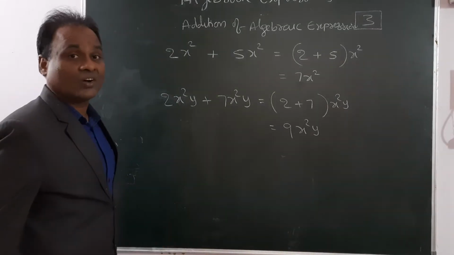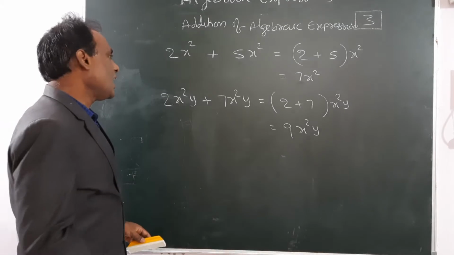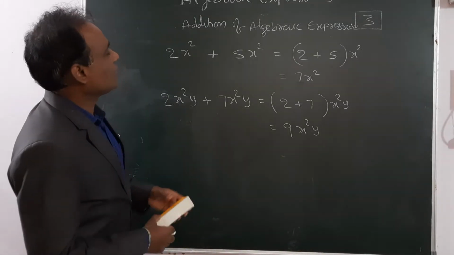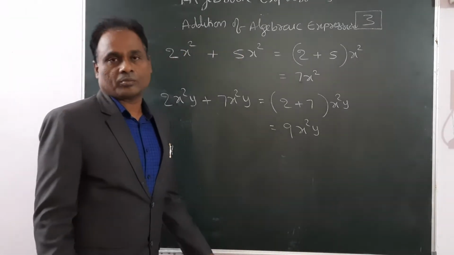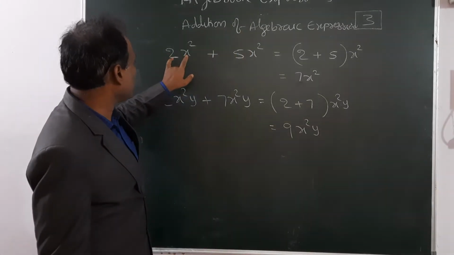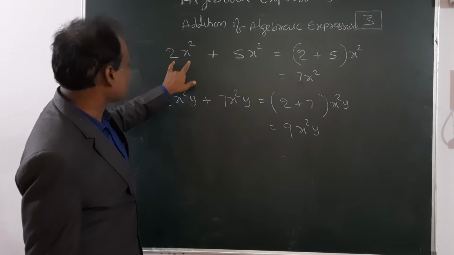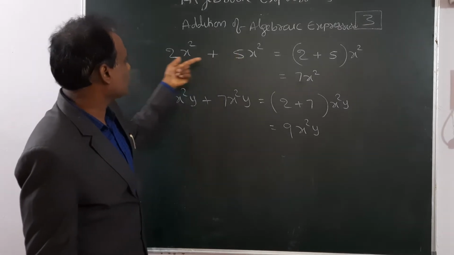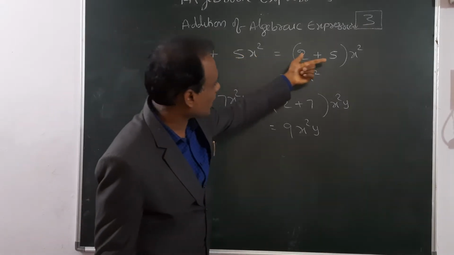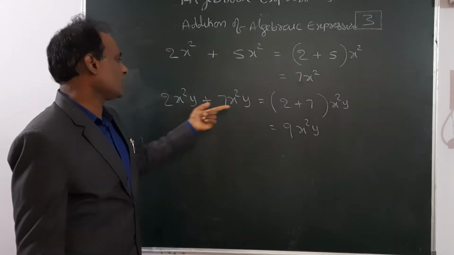This is addition of algebraic expressions. Now I will add algebraic expressions having more number of terms. See, if an algebraic expression has only one term, these two are examples of one term. This is one term, this is one term. So if one term is given, how to add, I explained. Same way, one term, one term.